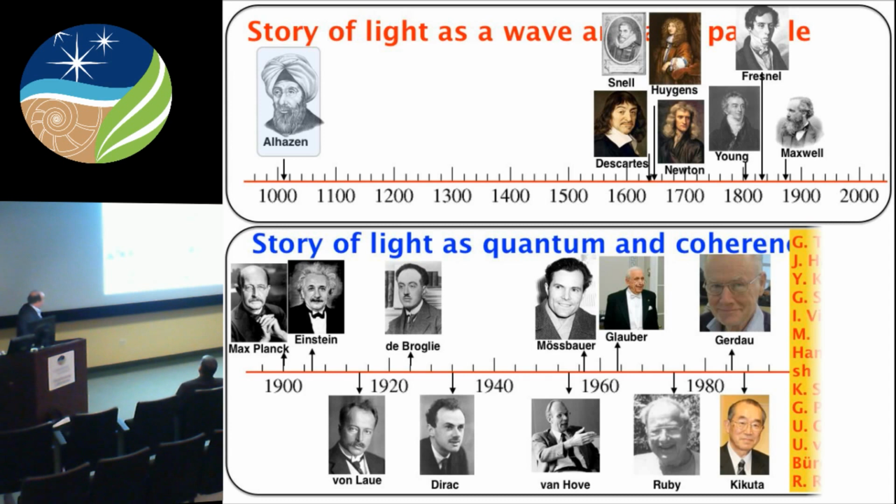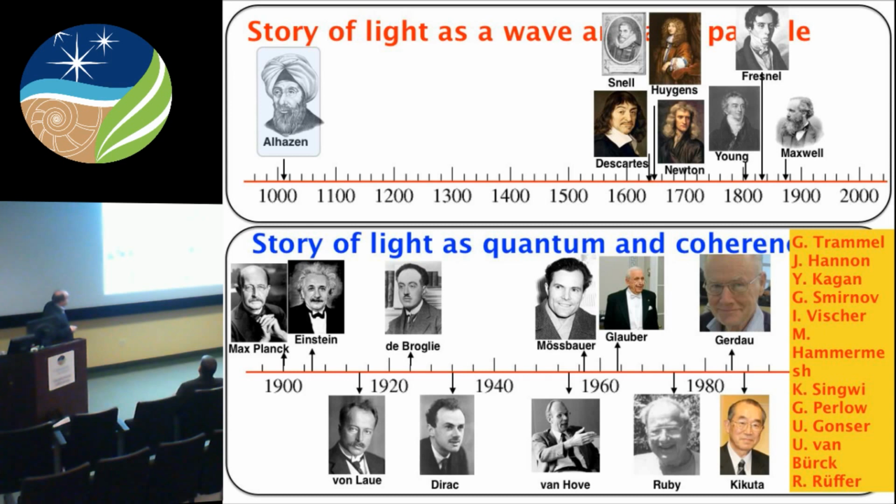And then discoveries started to come. Mössbauer discovered his effect, and Glauber talked about coherence. And from our perspective, of course, the key people were Stan Ruby and Eric Gerdau in Germany, and Seishi Kikuta in Japan, who actually developed the nuclear resonance technique. So there are many heroes of this technique that we use today. I'm not going to go through their names, but maybe you will recognize some of them here.